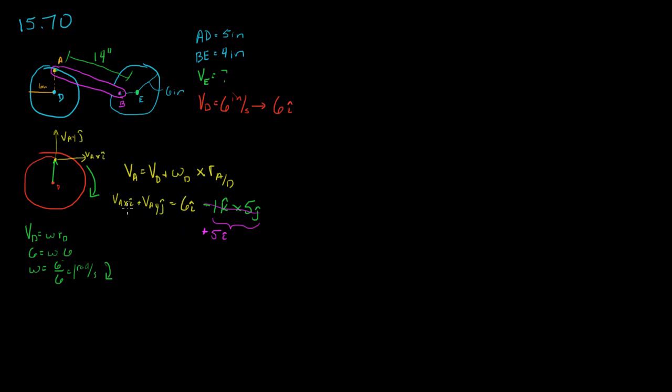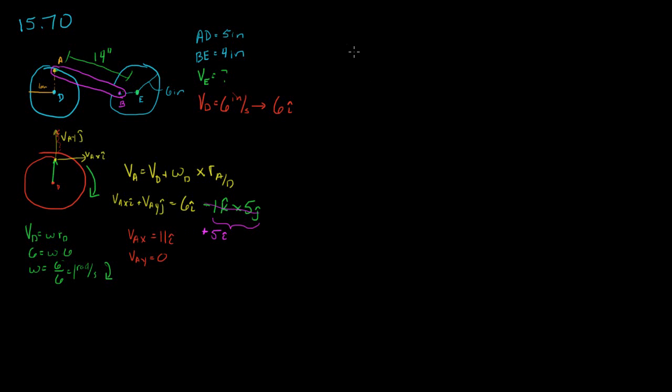Okay, so this becomes our velocity of A. Now if we separate our i and j components, we have the velocity of A, x component is equal to 11, and our y component right here is equal to 0. So the only velocity of point A is 11 inches per second in the right direction. So our velocity of A is 11i.